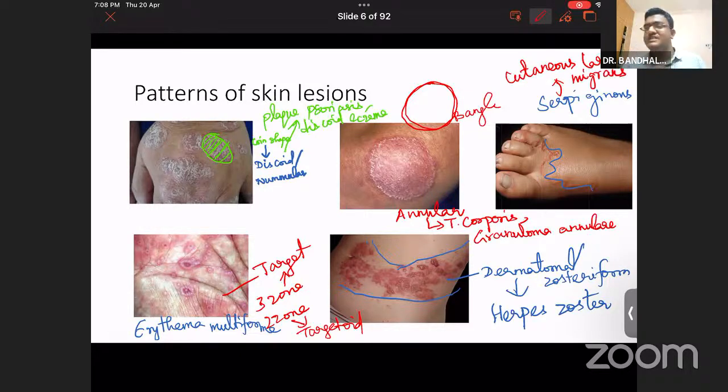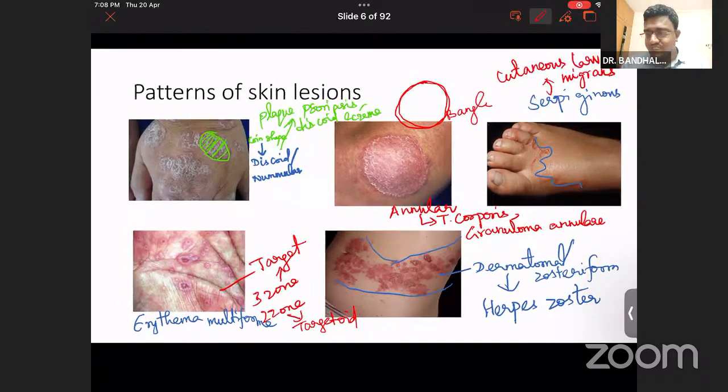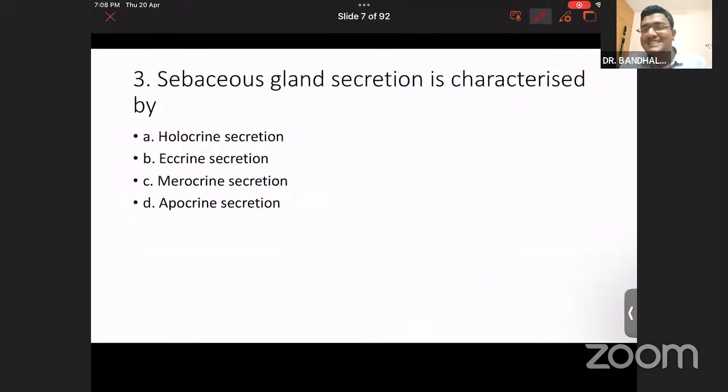These are some important examples you should know. Next, we'll move on to the next question. Sebaceous gland secretion is characterized by A. holocrine secretion, B. eccrine secretion, C. merocrine secretion, D. apocrine secretion.